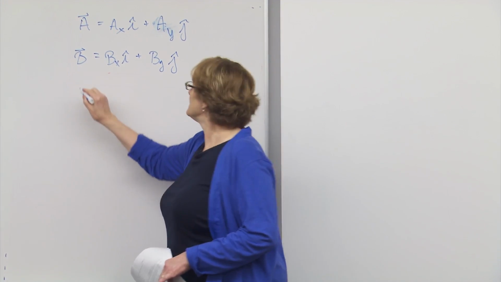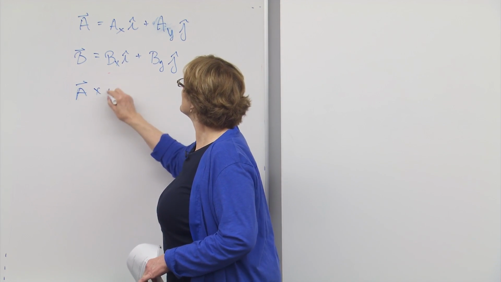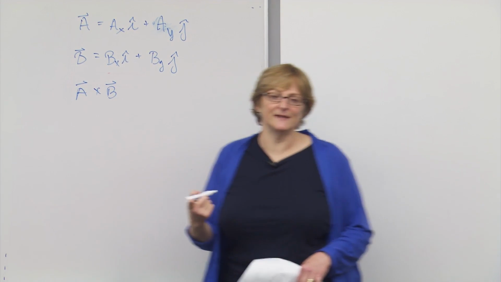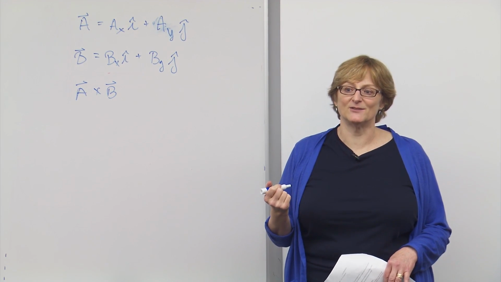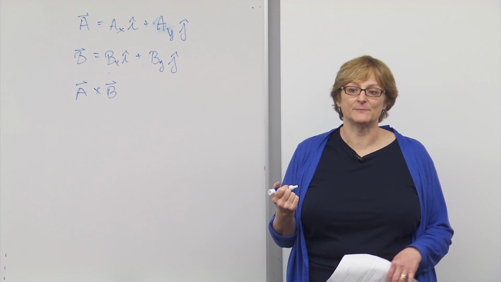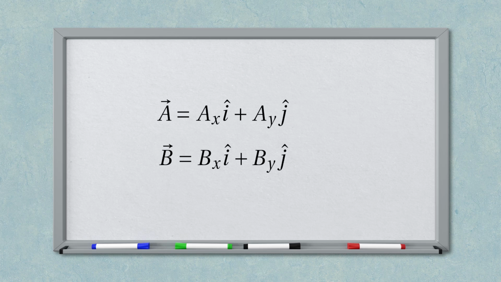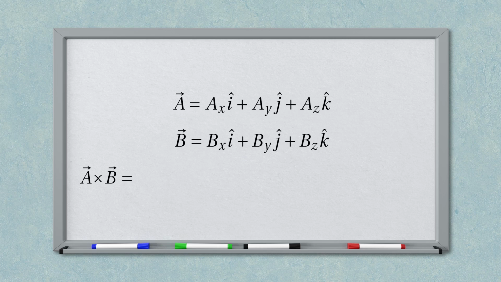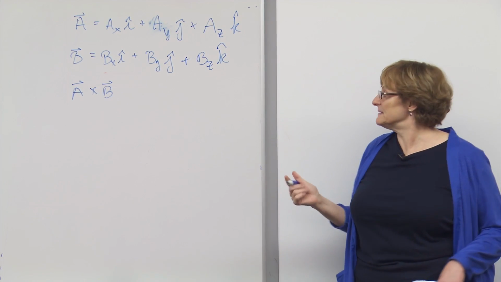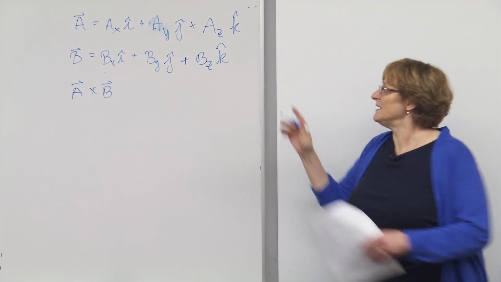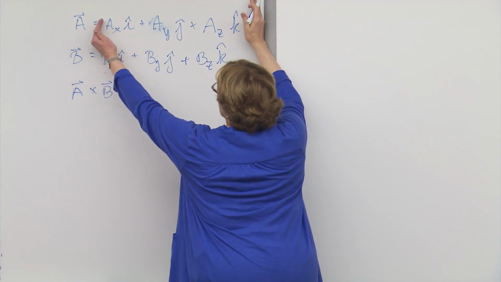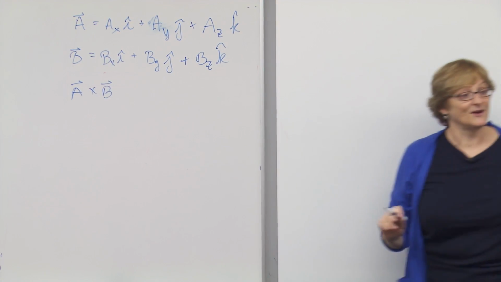So A cross B, oh, it's not the most general case because I didn't give you the z terms. Shall I give you the z terms? That will make 9 terms. It'll be a big mess, but let's do it. We're not scared of algebra, correct? So let's have them all have a z term as well: az k and bz k. So that's the most general description of a vector in 3 dimensions, broken down into its components. So A cross B is this whole thing cross this whole thing. Okay?